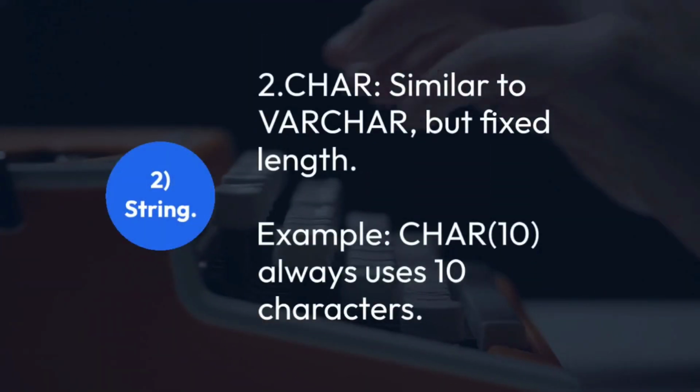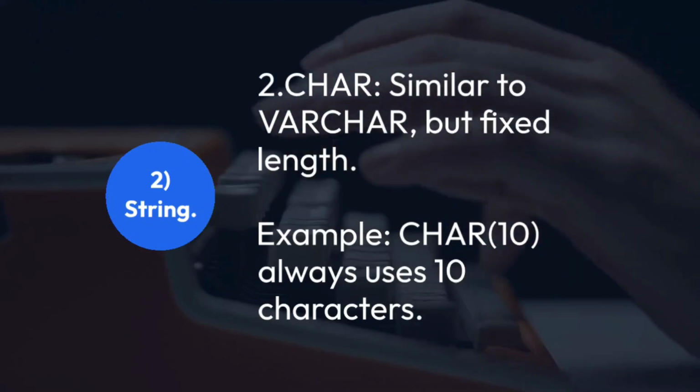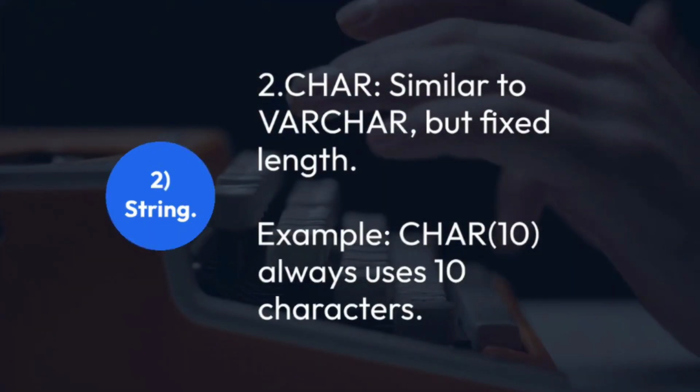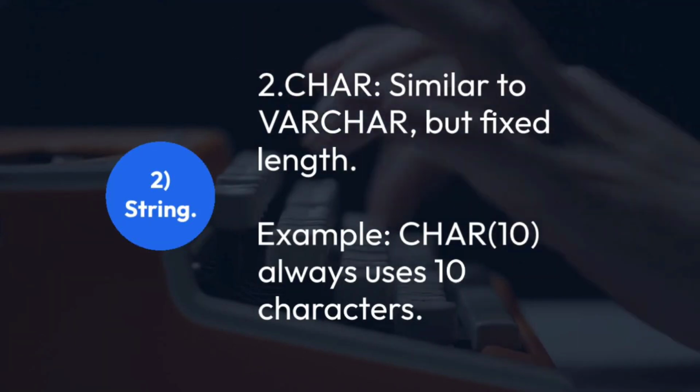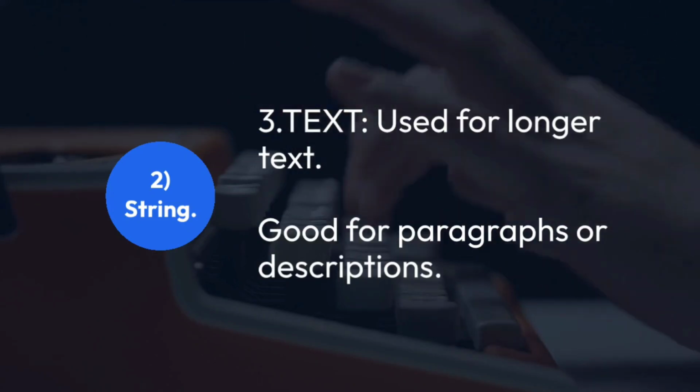Next, char, which is similar to varchar but fixed in length. For example, if we specify char 10 and store a value of fewer than 10 characters, it is still taken as 10 characters. For memory optimization, it is recommended to use varchar instead of char. And text is used for longer text, a good choice for paragraphs or descriptions.